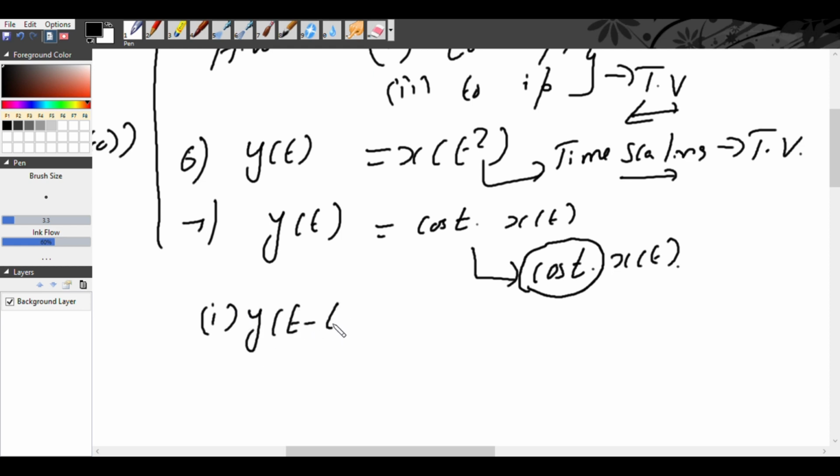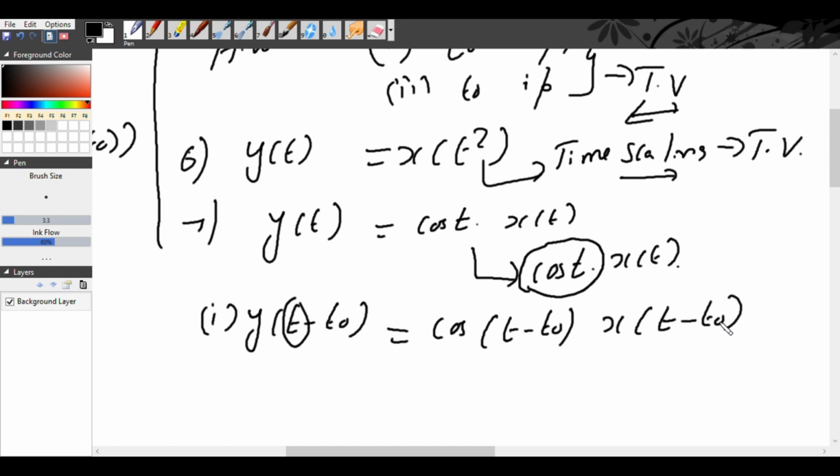Y of t minus t naught. So instead of t, I am going to replace t with t minus t naught. Cos of t minus t naught into x of t minus t naught. Simple, right? So this equation I call equation 1. Case 2: we are going to provide the delay to the input side, that means x of t minus t naught to the system.